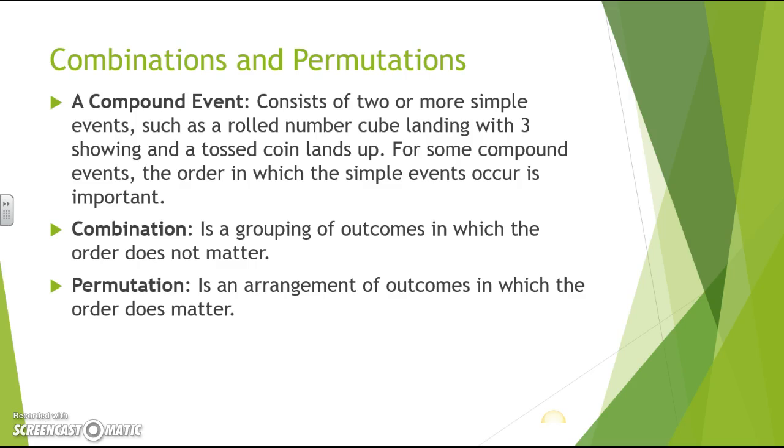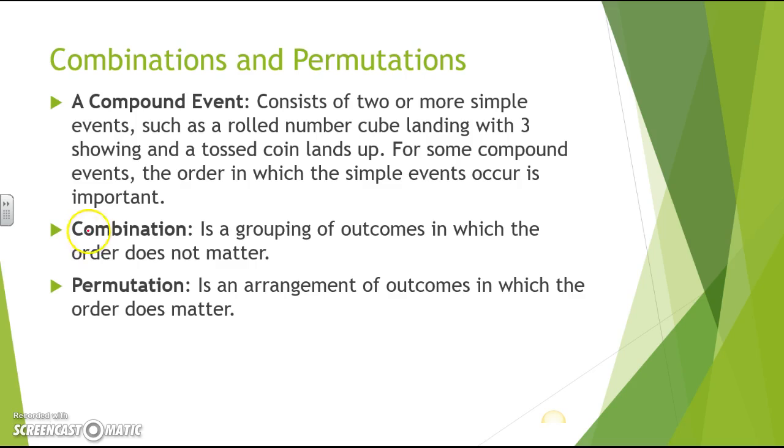Here are some definitions for working with combinations and permutations. Please write all this down. A compound event consists of 2 or more simple events, such as a rolled number cube landing with 3 showing and a coin tossed that lands up. For some compound events, the order in which the simple events occur is important. So you're given situations, the way a cube is rolled, the way the coin lands, and that's working with compound events.